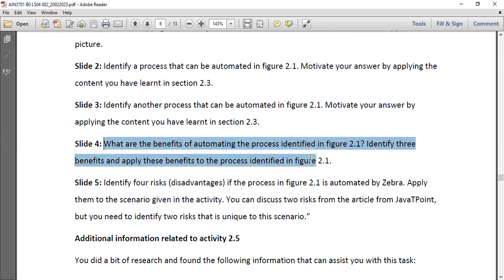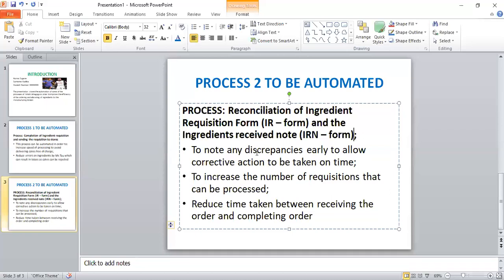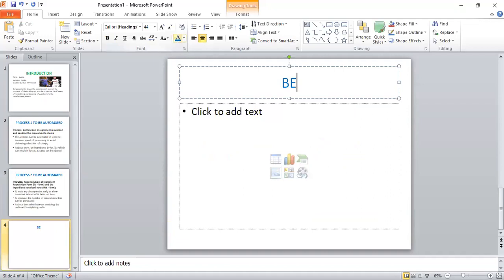What are the benefits of automating the process identified in figure 2.1? Identify 3 benefits and apply these benefits to the process. Right. So you'd find that you might find that the answers that we have already put might cover the benefits, but don't make the answers exactly the same. So we can say the benefits of automation.